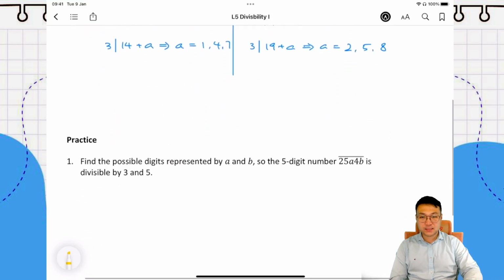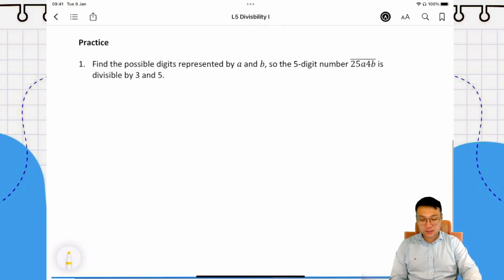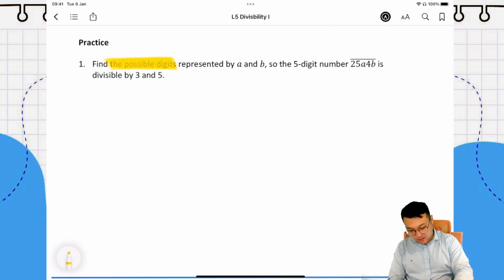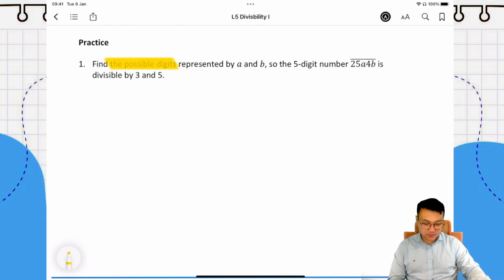Okay then, let's do a practice question. Again, they want you to find the possible digits. Find the possible digits represented by A and B for the 5-digit number 25A4B, to make sure that it's divisible by 3 and 5. Again, you can use case 1 and case 2. You let your B be 0 or let your B be 5. Students, can you just type? I don't need you to tell me B. B is either 0 or 5. Tell me A. What are the possible values of A? Can you type your answer in the chat, please?